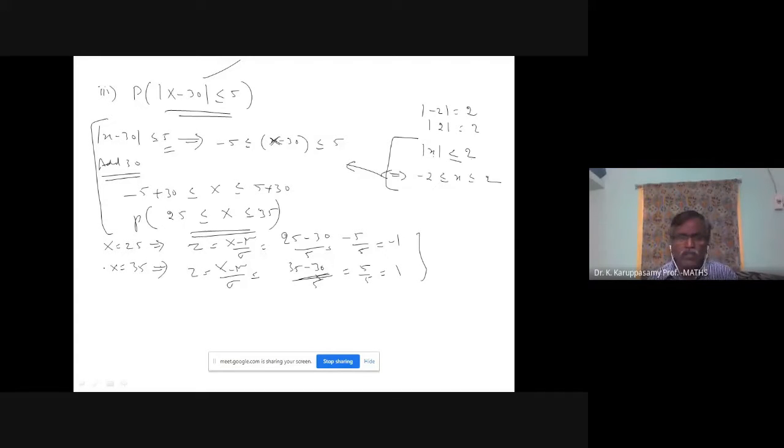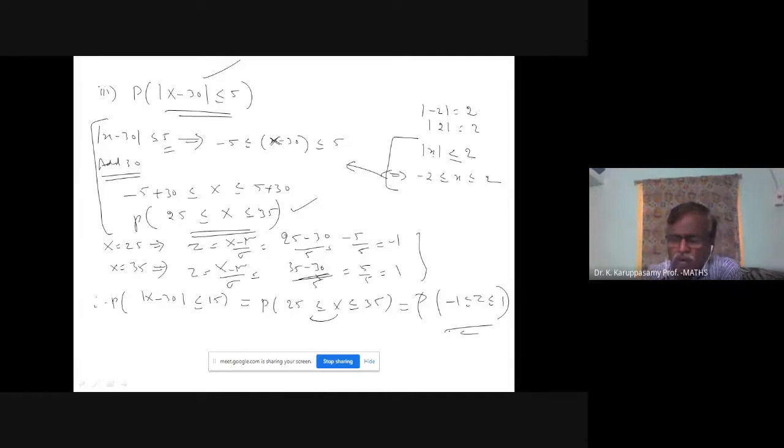Therefore, I am going to do the original problem. Probability of modulus x minus 30 less than or equal to 5 is equal to this line: probability of 25 less than or equal to x less than or equal to 35. x equal to 25 means minus 1. So this is minus 1 less than or equal to z less than or equal to plus 1. Our problem is brought to terms of z. Now we need to find this probability, minus 1 to plus 1 of the z value.